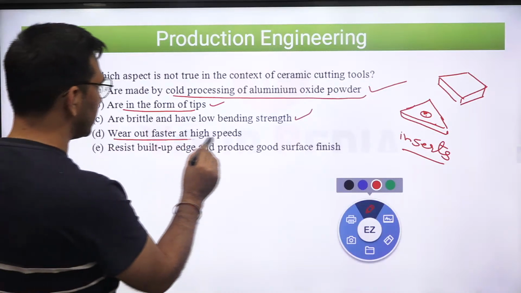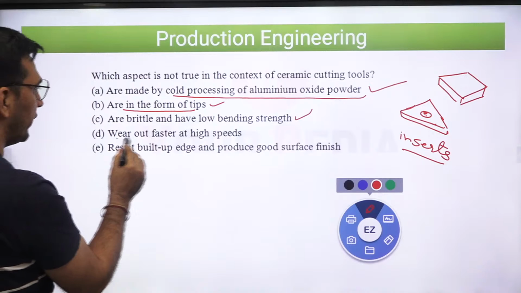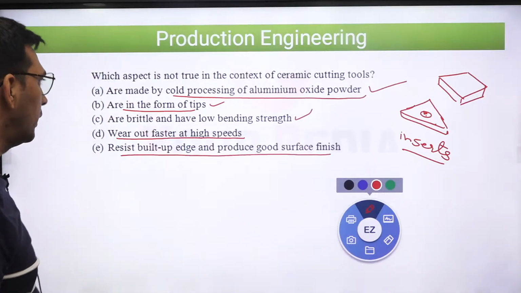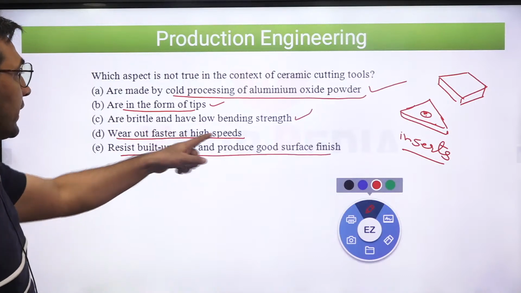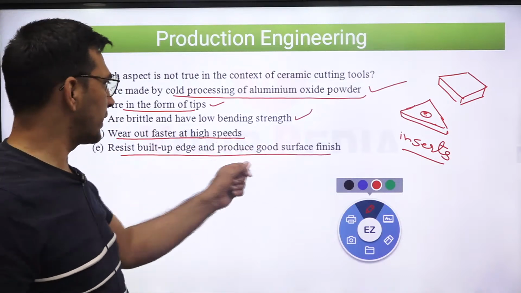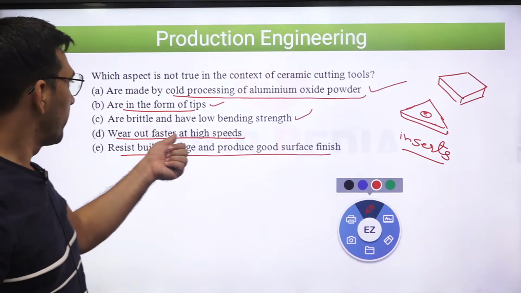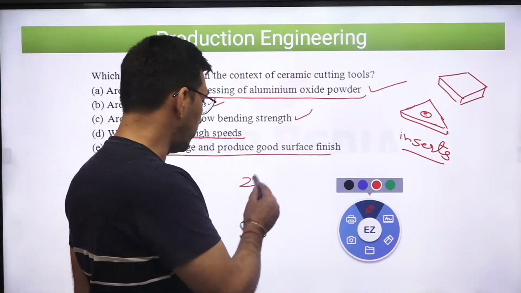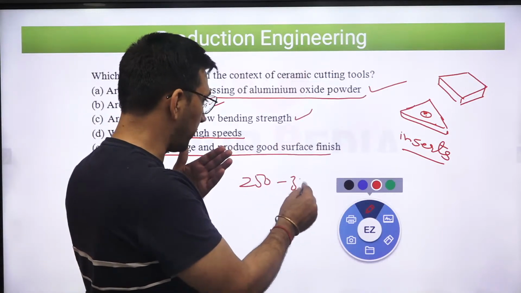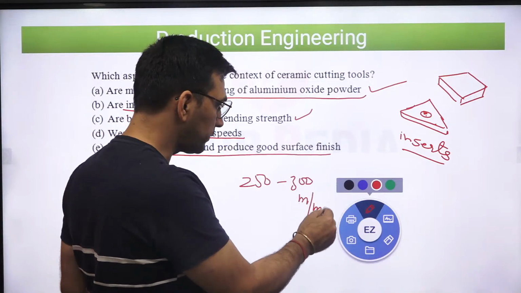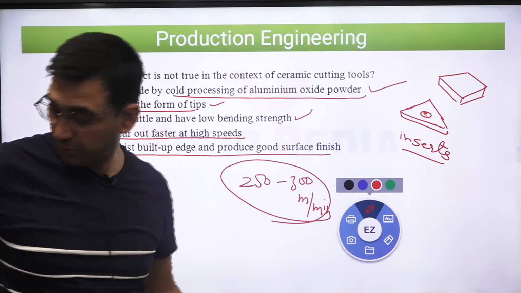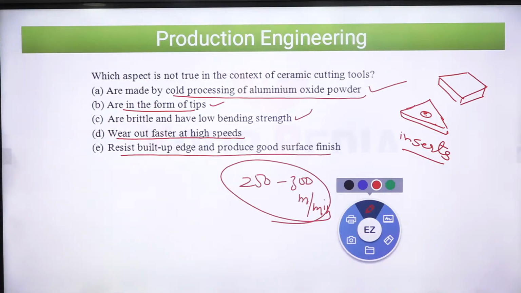Wear out fast. अब इन दोनों को देख लेते हैं. Wear out fast at high speeds and resist build up edge and produce a good surface finish. See, wear out fast at high speeds. अब इन दोनों में से अगर मैंने चूज करना है, so see, अगर ये हाई स्पीड में, I think we can use a speed of even 250 to something 300 meter per minute, too high speed. Okay, so they don't wear out so easily. That is why we make use of them. Sorry, अगर wear out होते तो we would not have used them.